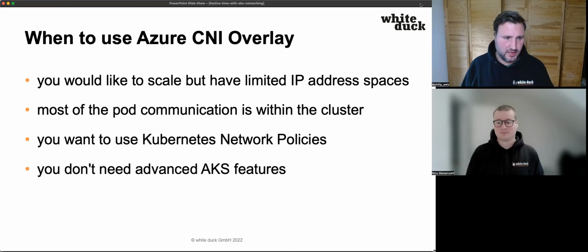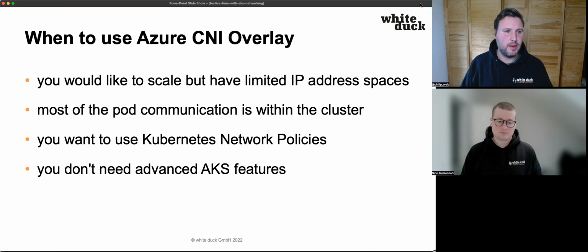You should also use it when most of the communication is within the cluster. Because of the NAT feature, as we discussed, you will see maybe a slight increase of latency and network performance. If you want to use Kubernetes network policies and don't want to use the Calico plugin, then you should also use the Azure CNI Overlay. And if you don't need the advanced AKS features like splitting node pools in different subnets and so on. So this is where you really want to use the Azure CNI Overlay when it's GA.